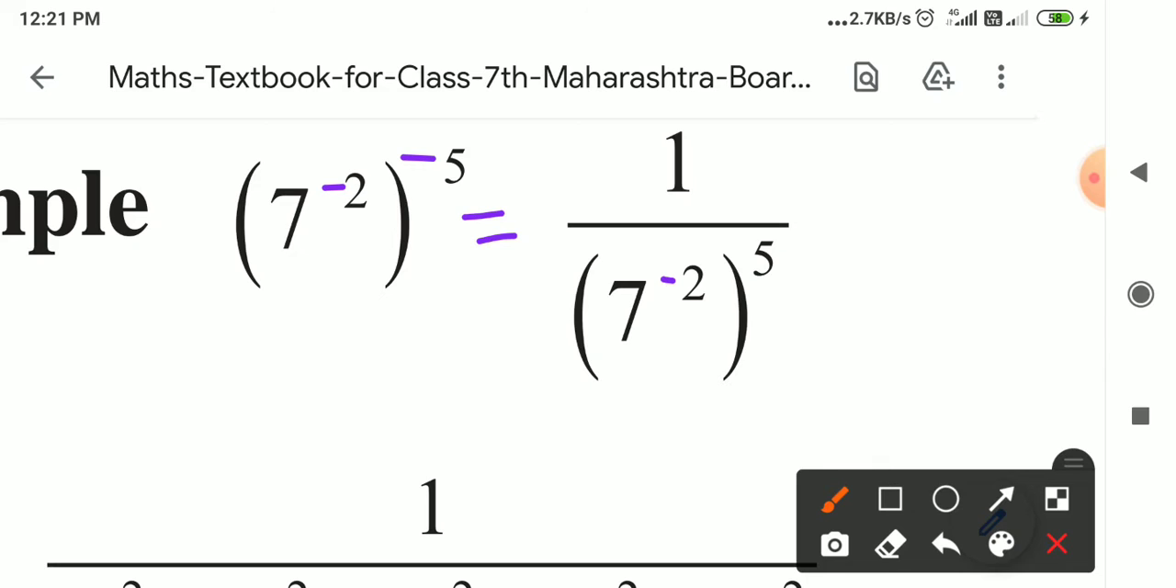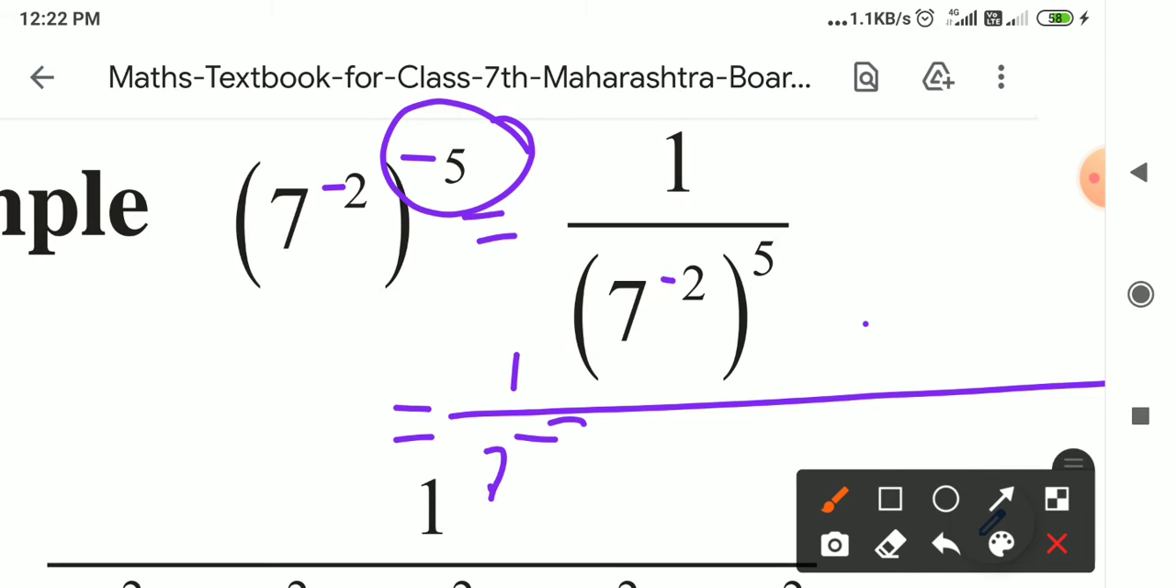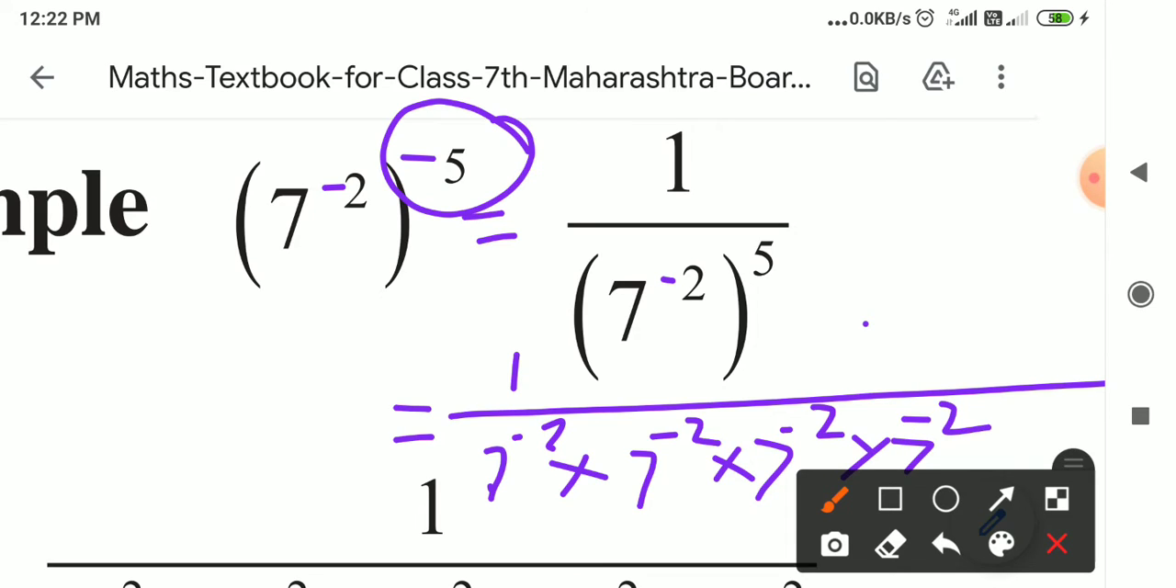It is complicated actually. At last I will teach you the method, and that is a very easy method. So here 7 raised to minus 2 raised to minus 5. If I want to make the minus 5 positive, I take it to the denominator's position. So 1 upon 7 raised to minus 2 raised to 5. Here 5 times we have to do the multiplication: 7 raised to minus 2, into 7 raised to minus 2, into 7 raised to minus 2, into 7 raised to minus 2. How many times have we multiplied here? 4 times. One more time we have to do, 7 raised to minus 2.